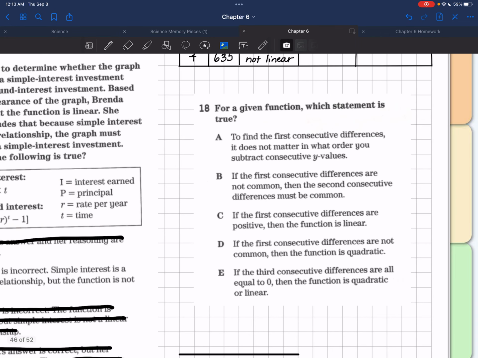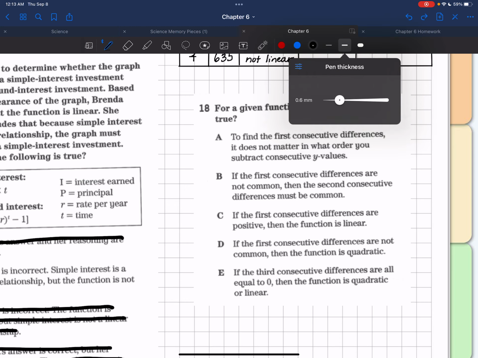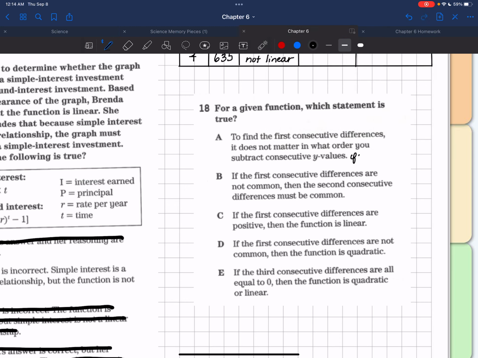To find the first consecutive differences, it does not matter in what order you subtract consecutive y's. Well, if we've learned anything, we've learned that the order matters on this stuff. So you have to subtract them in order. If the first consecutive differences are not common, then the second consecutive differences must be common. That's not true either, because we've seen some that never came out to be true.